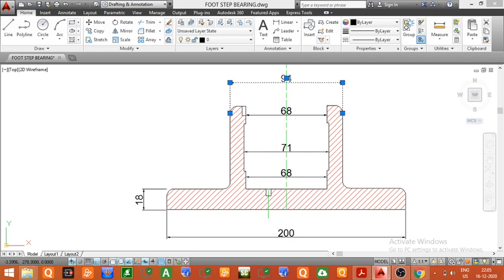Now in the next step, we have to draw the bush inside the body. This is the body. Now we have to draw the bush.